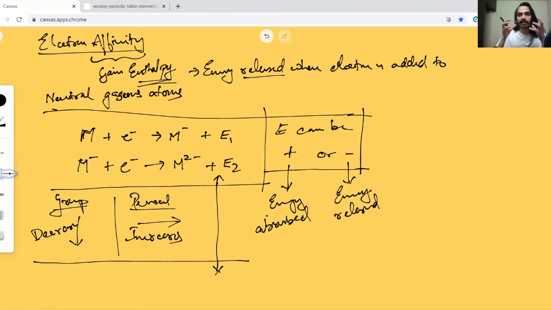Because with a small size of an atom, it'll be easier for it to attract the electron towards it, so it's going to be releasing energy. But if the atom is big, the distance becomes a problem. Because of the distance, it cannot attract that new electron easily. So as atomic size or atomic radius increases, the energy is going to decrease.